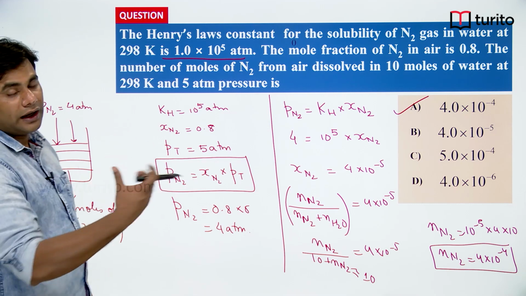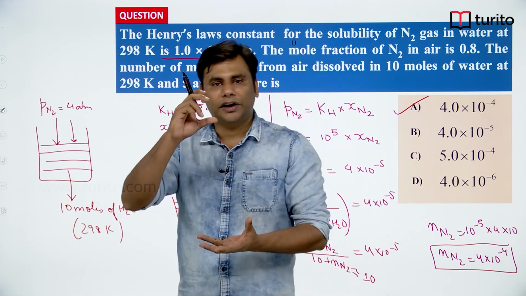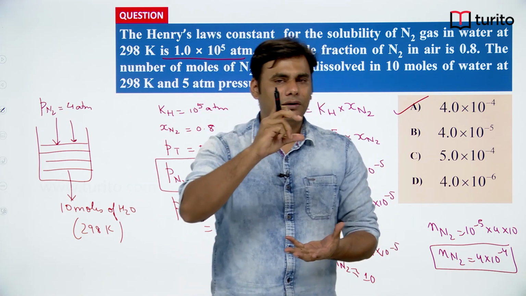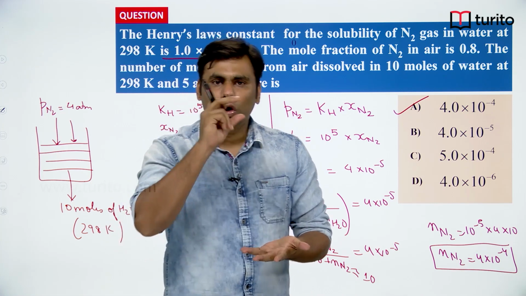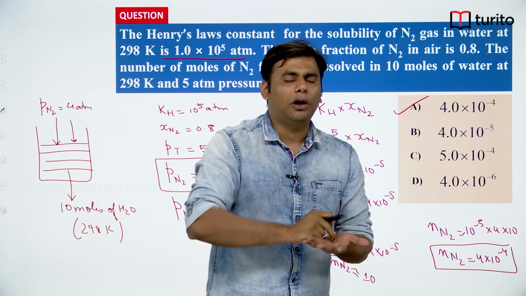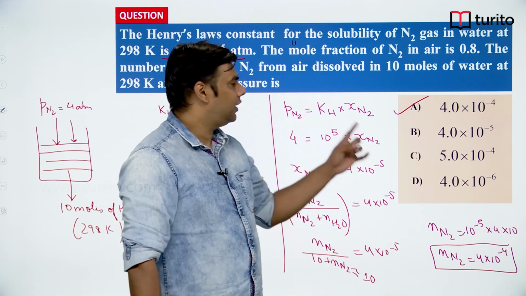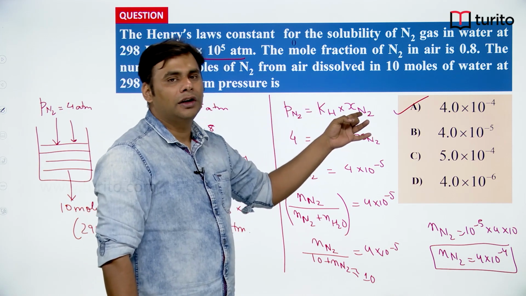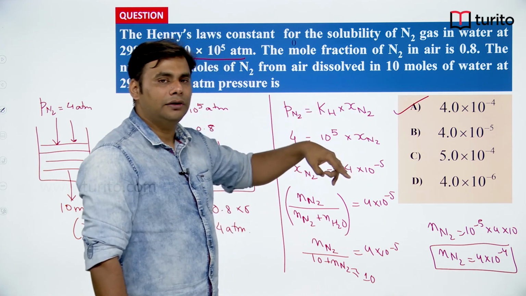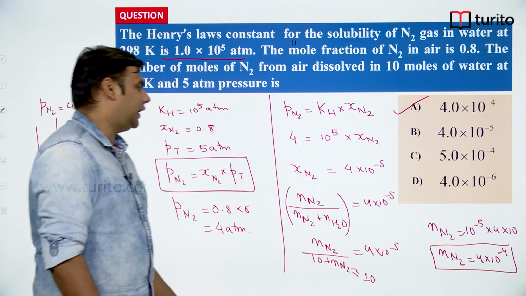Okay, so this is what Henry's law says. If you have a container and you are dissolving a gas, the pressure above the solution will always be proportional to the amount, or the mole fraction, of the gas that is dissolved. So the partial pressure above the solution is proportional to the number of moles of the gas dissolved in the solution, and when you remove the proportional sign you get a constant, which is Henry's constant KH.